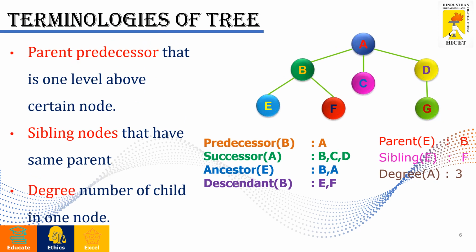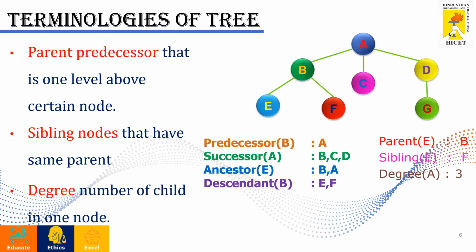The next is parent or predecessor. Parent or predecessor is the one level above a particular node. So here, parent of E is B, parent of C is A, parent of G is D.